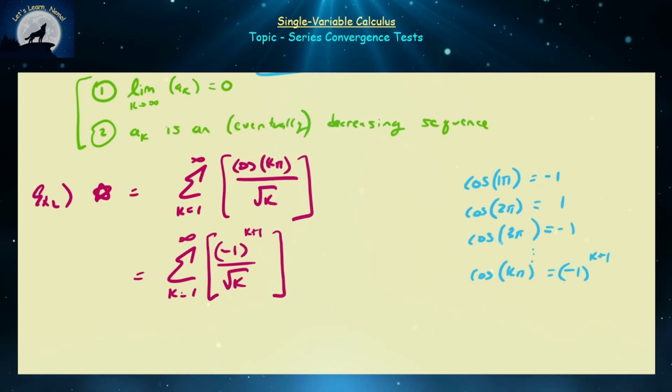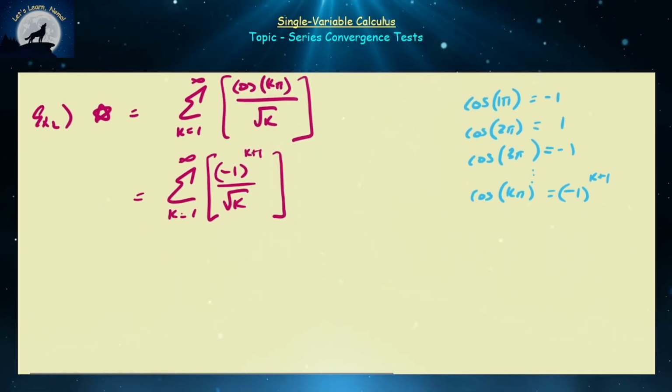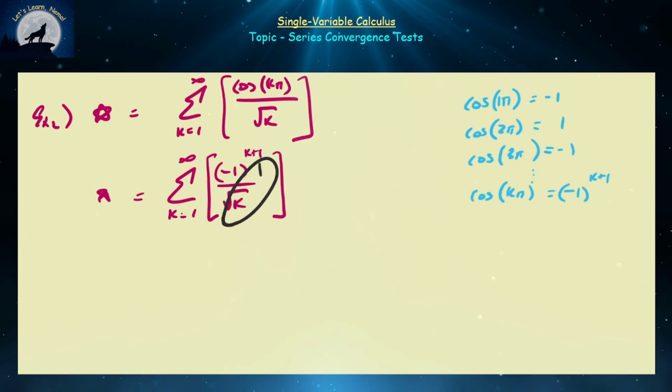So you cannot use the absolute convergence test here. It would be inconclusive. But we can use the alternating series test to go from here. So this portion, 1 over the square root of k, the thing that does not have the alternating term, is going to be doing what? So a_k will be 1 over the square root of k.